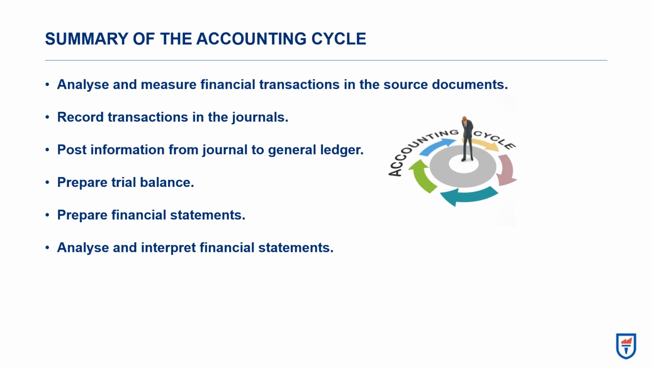The summary of the accounting cycle is to analyze and measure the financial transactions in the source documents. From the source documents, you'll be able to record the transactions in the journals. And from the journals, you'll be able to post the transactions into the ledger accounts. From the ledger accounts, you will prepare the trial balance. And from the trial balance, you will be able to prepare the financial statements. After the financial statements, you will be able to analyze and interpret the financial statements.